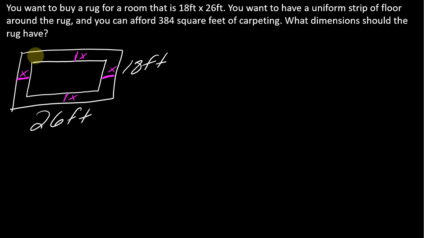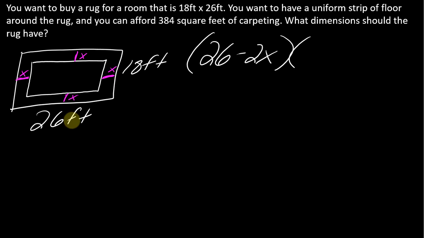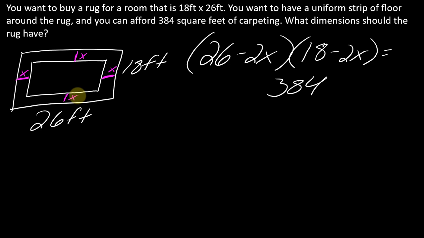So if this is the situation that I want, I need to be able to describe it. The rug going in this direction is 26 minus 2x. This whole side is 26, but then I need to subtract off 2x for that little amount that goes around the rug. And then the other side is 18 minus 2x. If I multiply those two things together, I want that to come out to 384. I'm running out of space, so I just continued it that way.